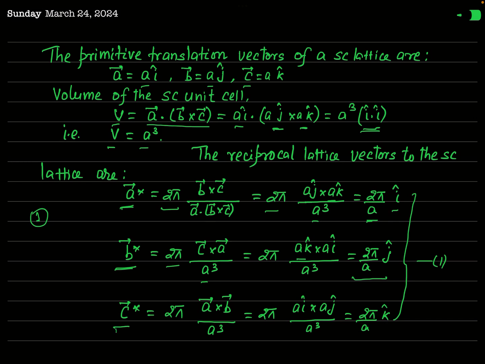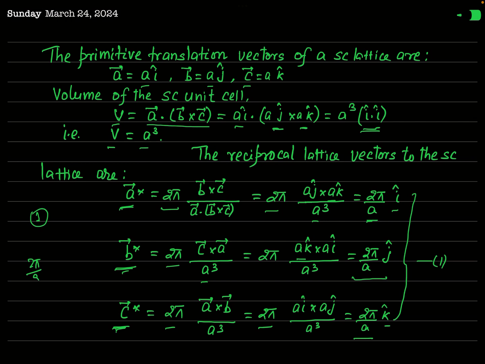In a similar manner, you can find the third reciprocal lattice vector C star, defined by 2 pi times A cross B over A cube. A is AI and B is AJ, so I cross J is K, and A square will again cancel out. Our result is 2 pi over A times K. So you can see the three reciprocal lattice vectors A star, B star and C star are all of equal magnitude, that is, 2 pi over A.